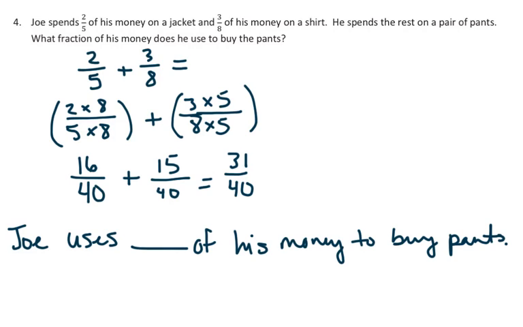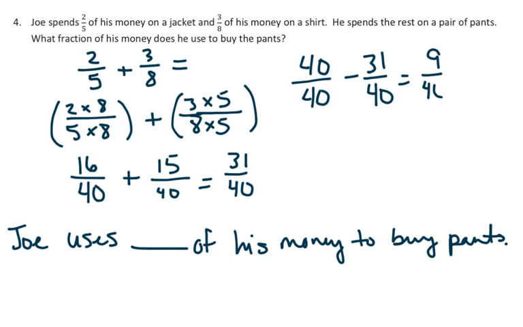So we know that he spends the rest of the money on a pair of pants. So we're going to have to take the total amount of money, which is going to be 40 over 40, one whole, and we're subtracting 31 out of 40 to get the answer of 9/40. And 9/40 is what we're going to put in our target sentence here. So Joe uses 9/40 of his money to buy pants.